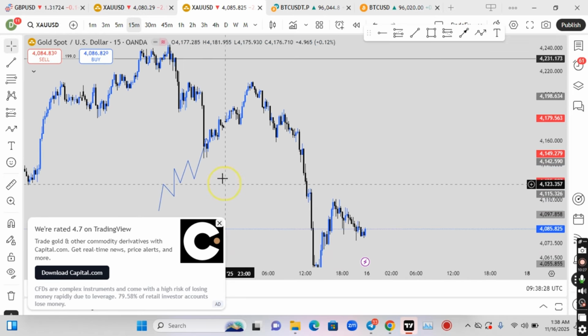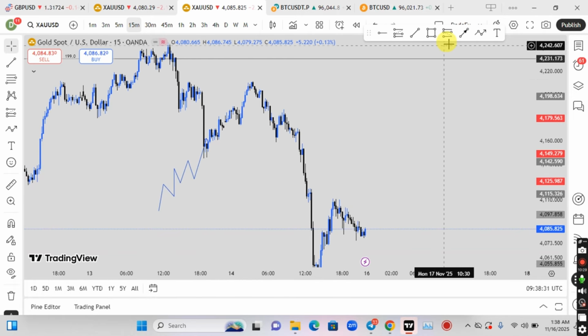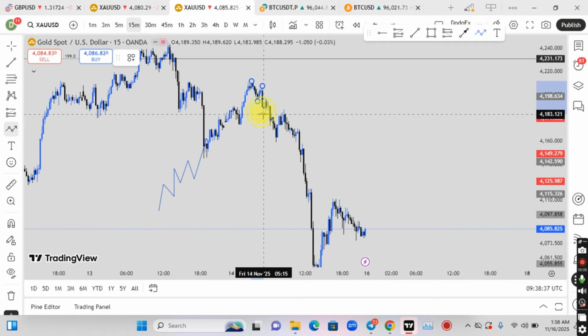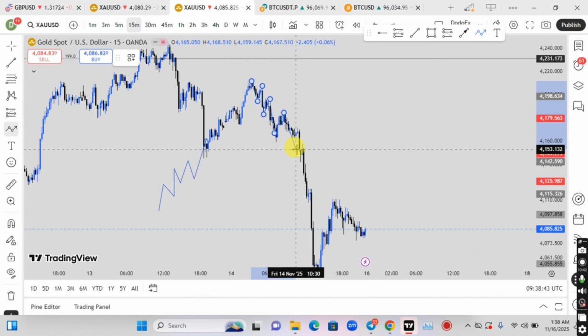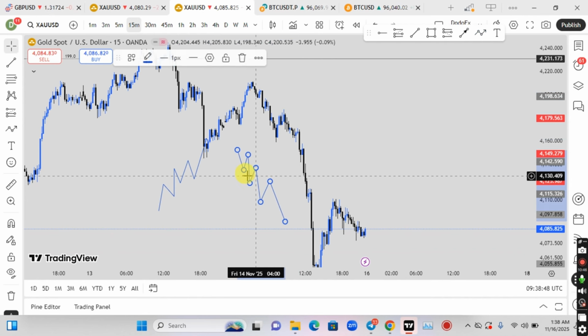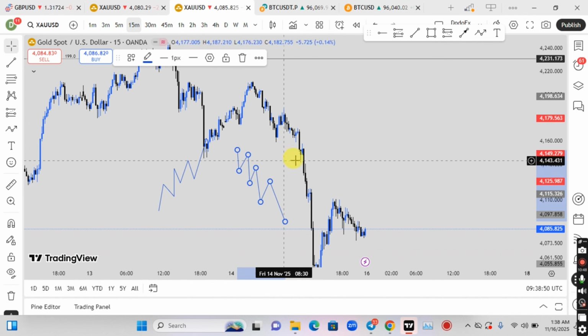Same thing for the downtrend movement. Price has been creating lower high, lower low, lower high, lower low, just the way I explained it. See it, right? This is why I explained it, right?